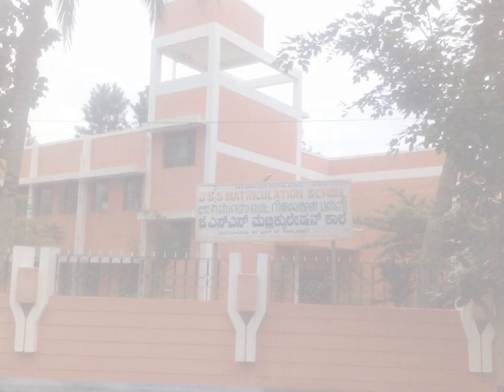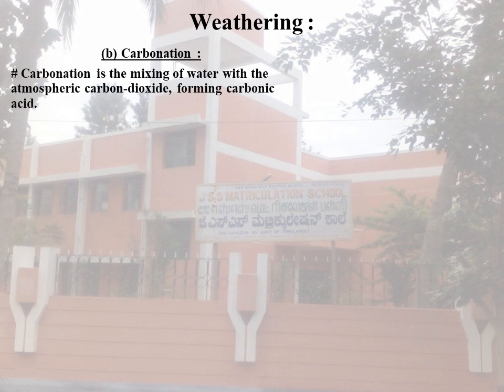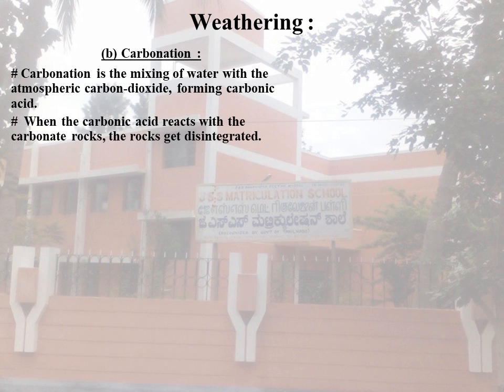The next point of chemical weathering is carbonation. Carbonation is the mixing of water with the atmospheric carbon dioxide forming carbonic acid. So, carbonation is important in the formation of caves in limestone regions. When the carbonic acid reacts with the carbonate rocks, the rocks get disintegrated.